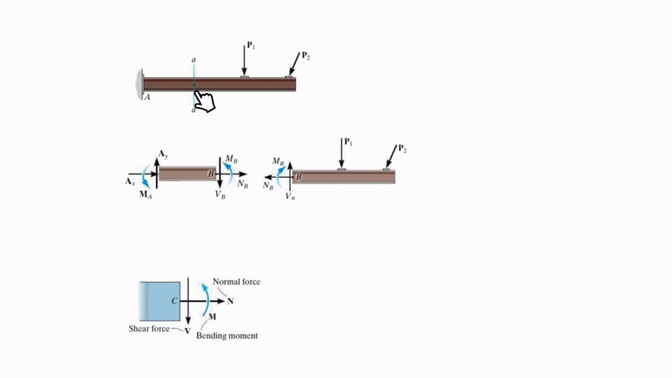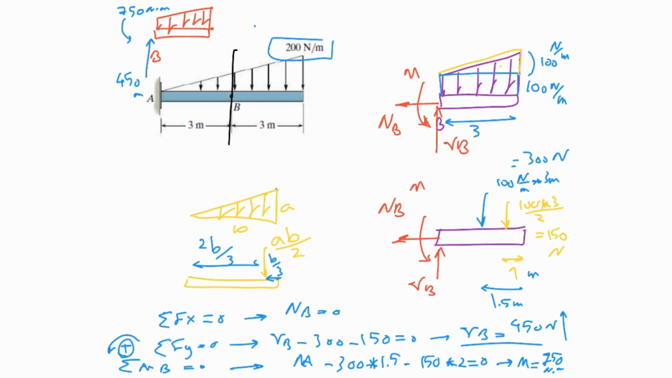For example, if I cut at this point and put the reactions which are applied by the other section to this piece, we had three static equilibrium equations, and by solving those three equations we could find the three unknowns. The meaning is that we can find whatever is applied at point B. That was what we discussed in the previous section. For example, we solved an example like this, where we were interested in finding the reaction forces and moment at B.